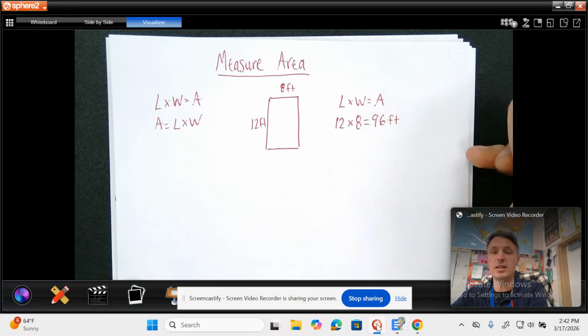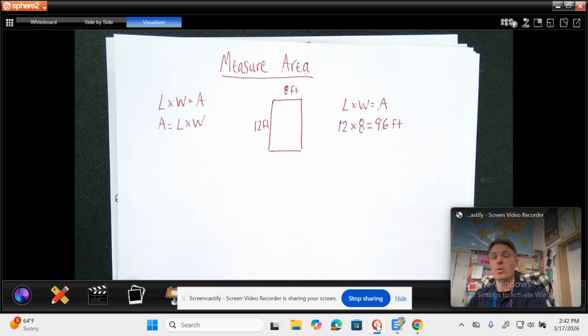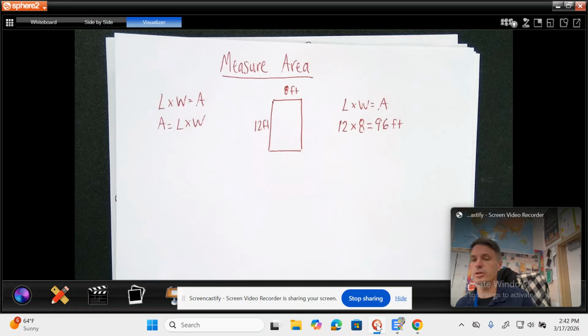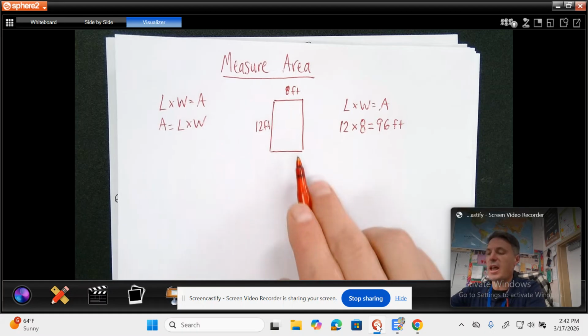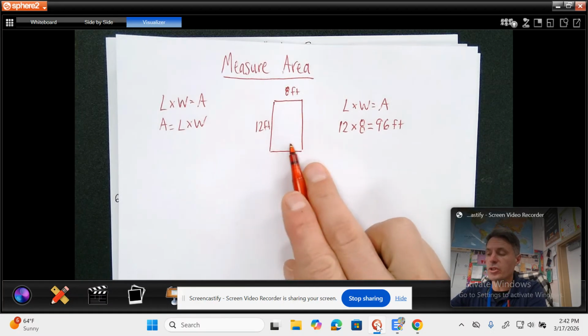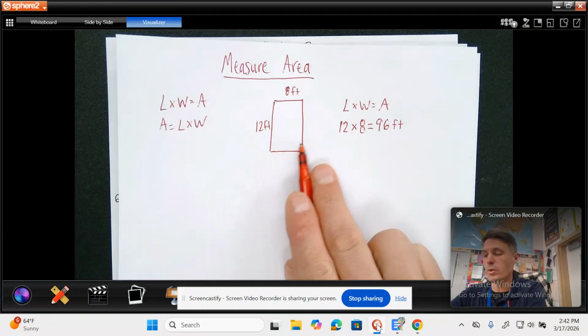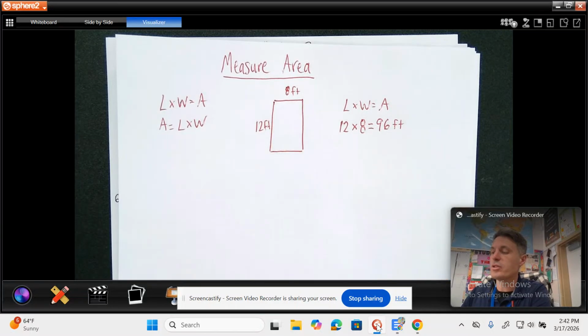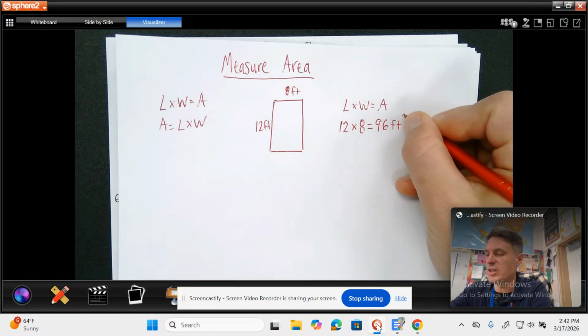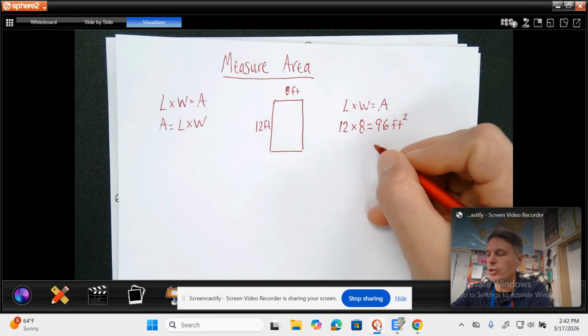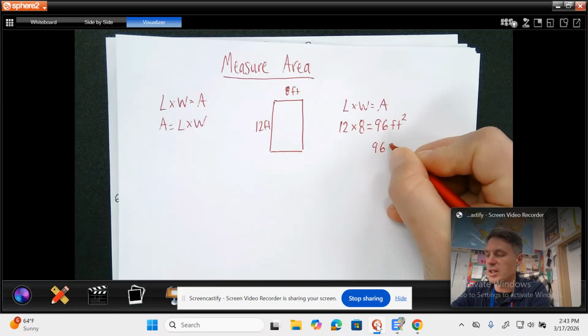But it's not just 96 feet, because writing 96 feet would mean 96 linear feet. That means 96 feet just in a straight line. But that's not what we're talking about here. We're talking about 96 feet as the area that goes in two different directions, this way and this way. So that's why it has to be 96 feet squared. We could also write the answer as 96 square feet.